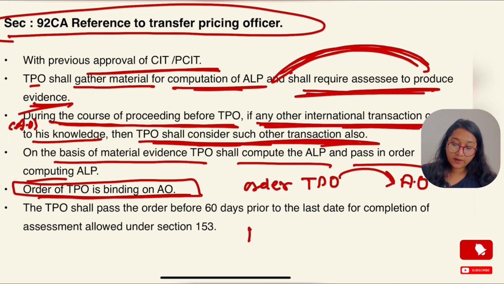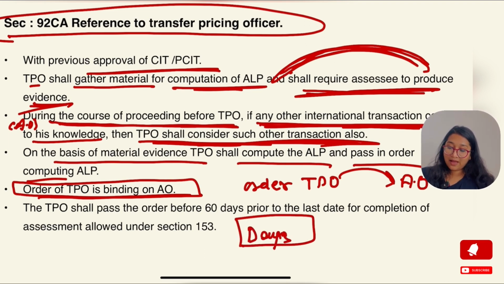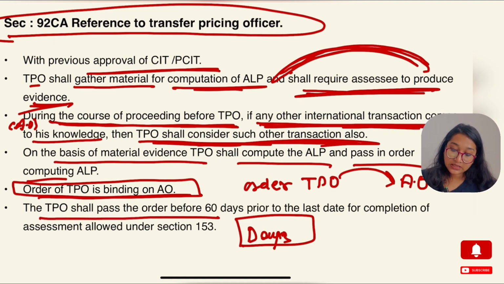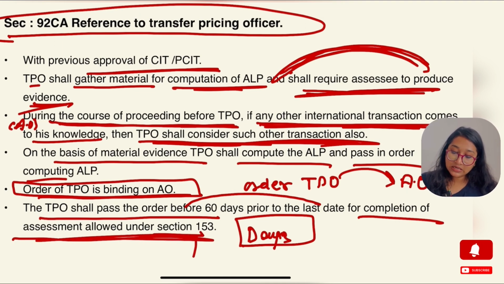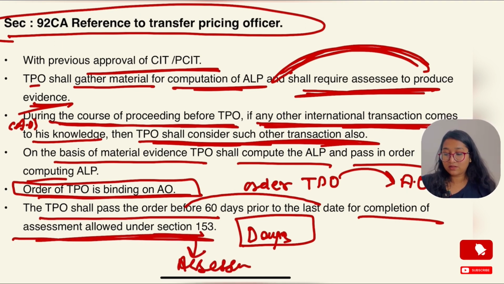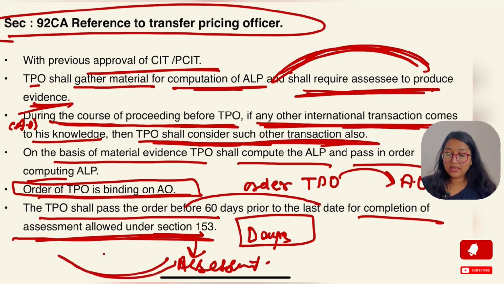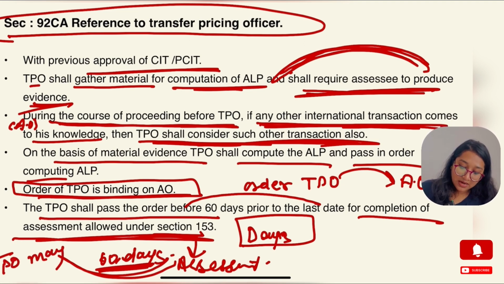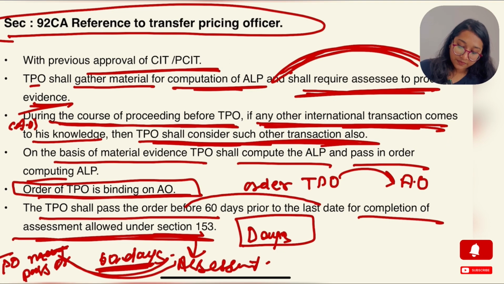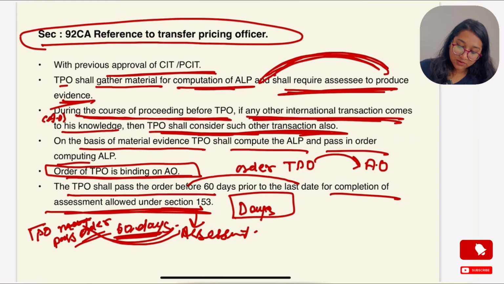Is it clear? Now, when the TPO has to pass the order, within how many days does the TPO have to pass it? TPO shall pass the order 60 days prior to the last date for completion of assessment under section 153, before making the assessment. So 60 days before making the assessment, the TPO has to pass the order. Do you get it, guys?